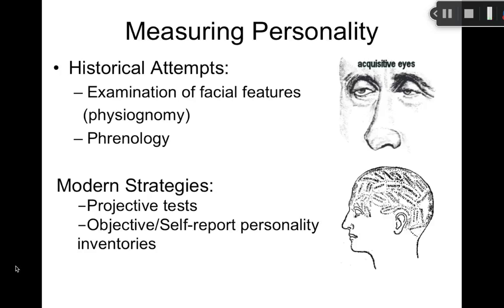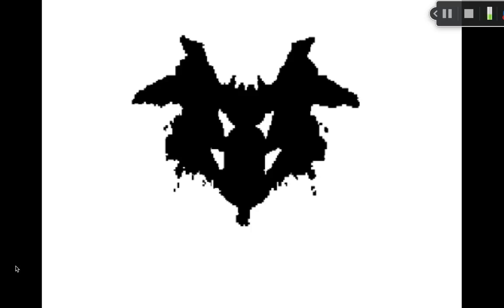So we're going to be looking at modern strategies to measure personality. And then we'll get into theories of personality a little bit, explaining where personality comes from. All right, so take a look at this image. If you want, you could pause this video and jot down what it is that you think you're looking at. So if you could do that, that would be great.